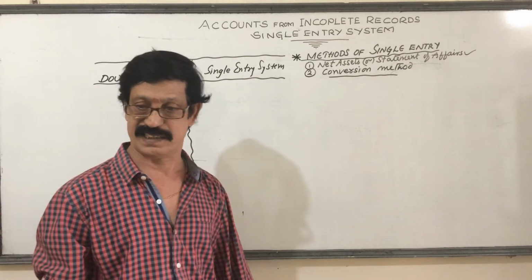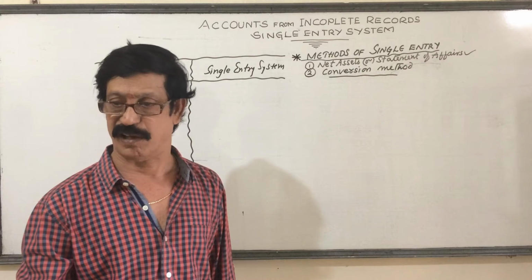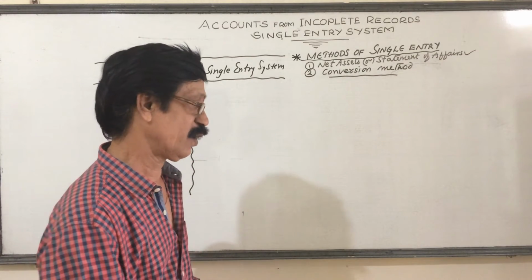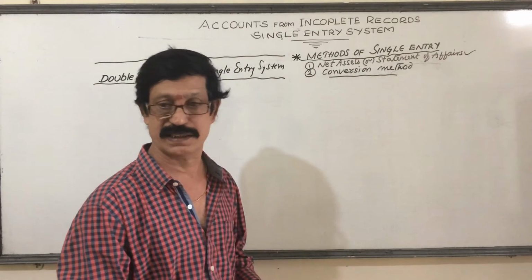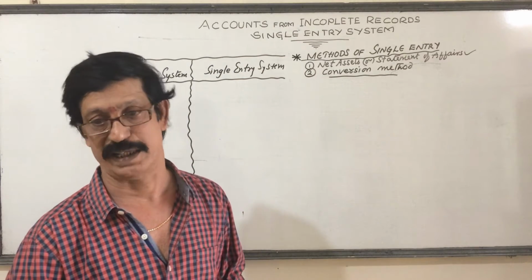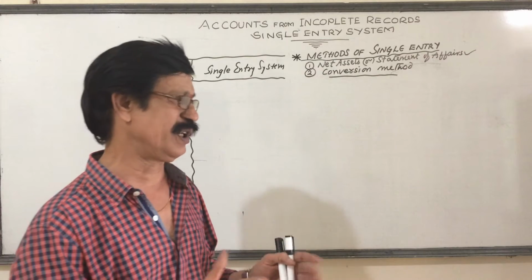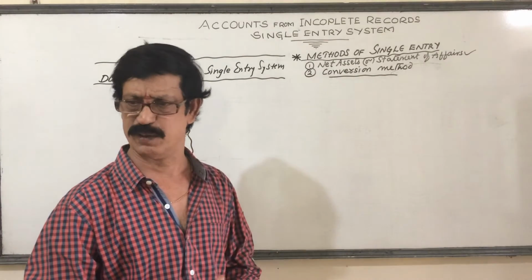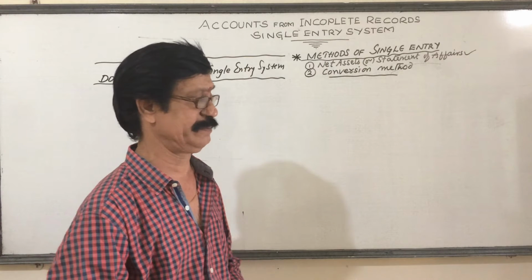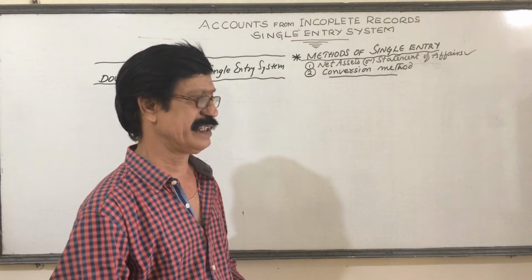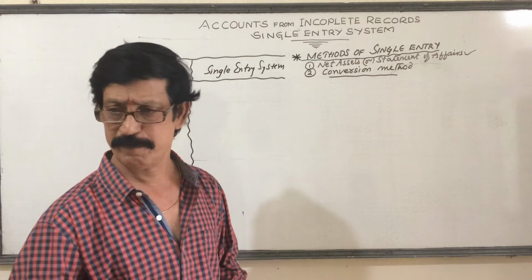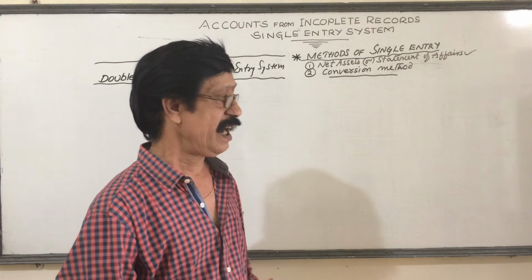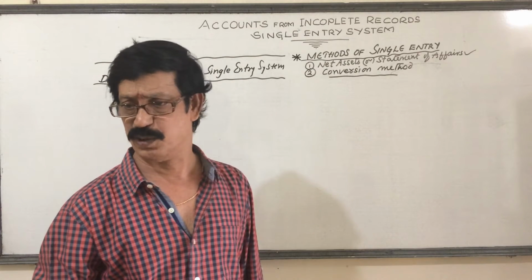Under the single entry system, we find out profit or loss by preparing a statement of profit or loss: closing capital add drawings, minus additional capital, minus opening capital. That is the single entry system. We find out the profit or loss at the end of the year. It is easy to follow, easy to apply, a simple system, and less expensive also.